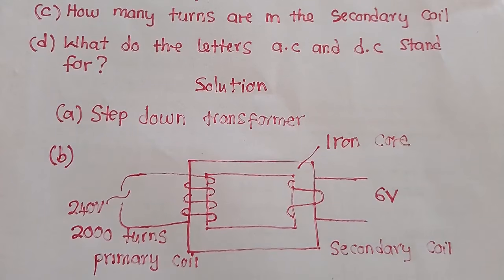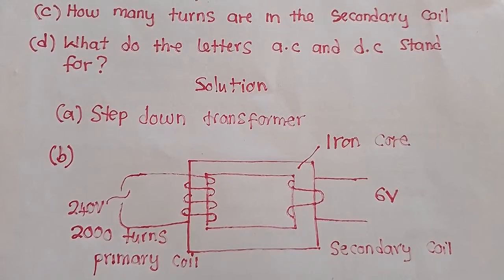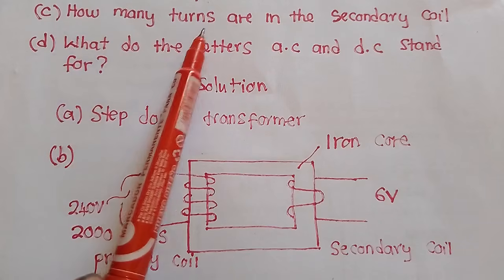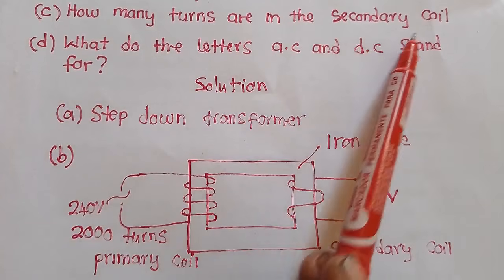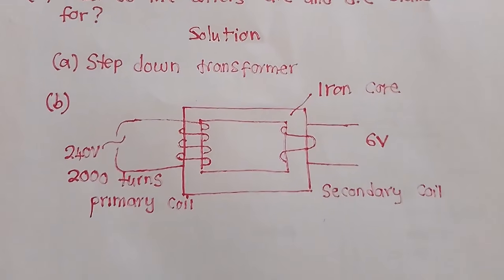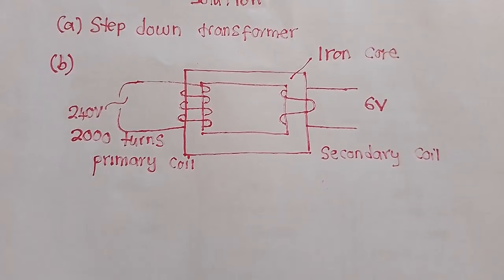Then we move to the next question. So the next question is question C. So what is on question C? Question C is saying, how many turns are in the secondary coil? So I want to find the number of turns that are in the secondary. We use the same diagram which is here. This is the diagram which we are given.